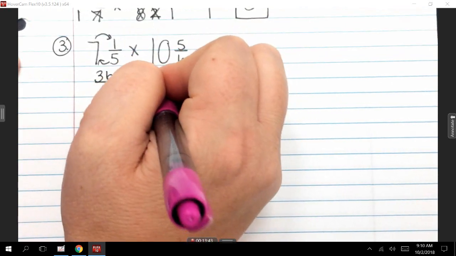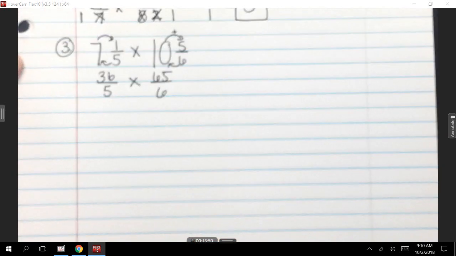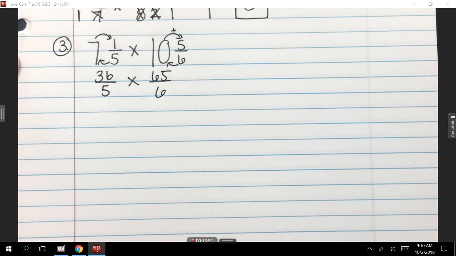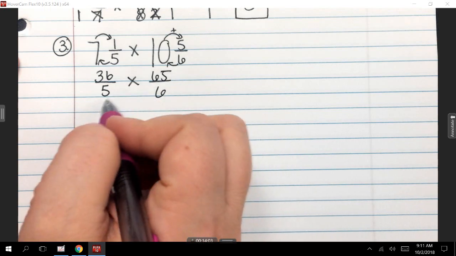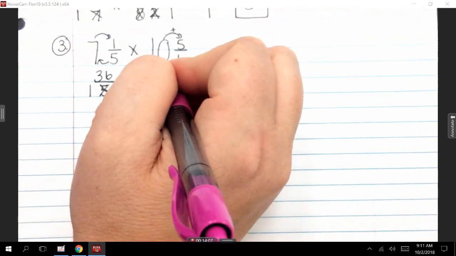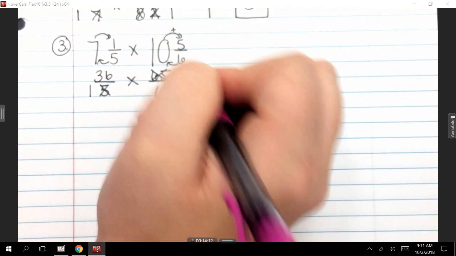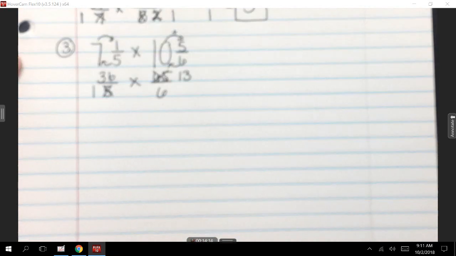65 over 6. So we did 6 times 10 is 60, plus 5 is 65. All right, so looking at this problem, can I simplify anything? Just because it didn't simplify in the problem, we might still be able to. Dylan? 5 and 65. What number can go into both of those? 5. 5 divided by 5 is? 1. 65 divided by 5 is? 13. Excellent. All right, what else can simplify here?